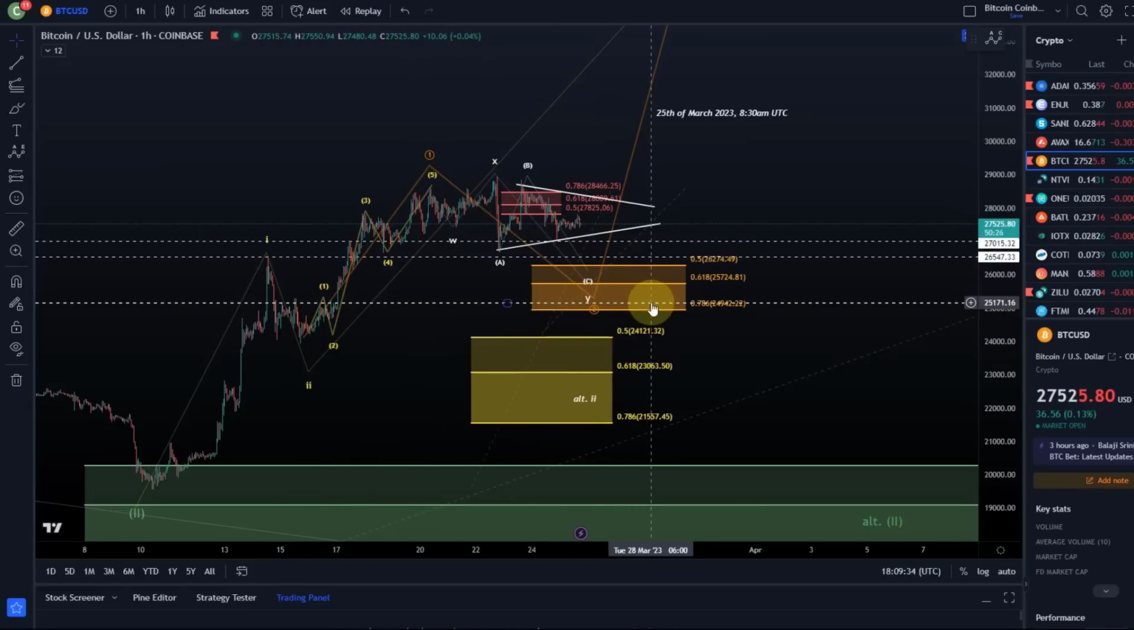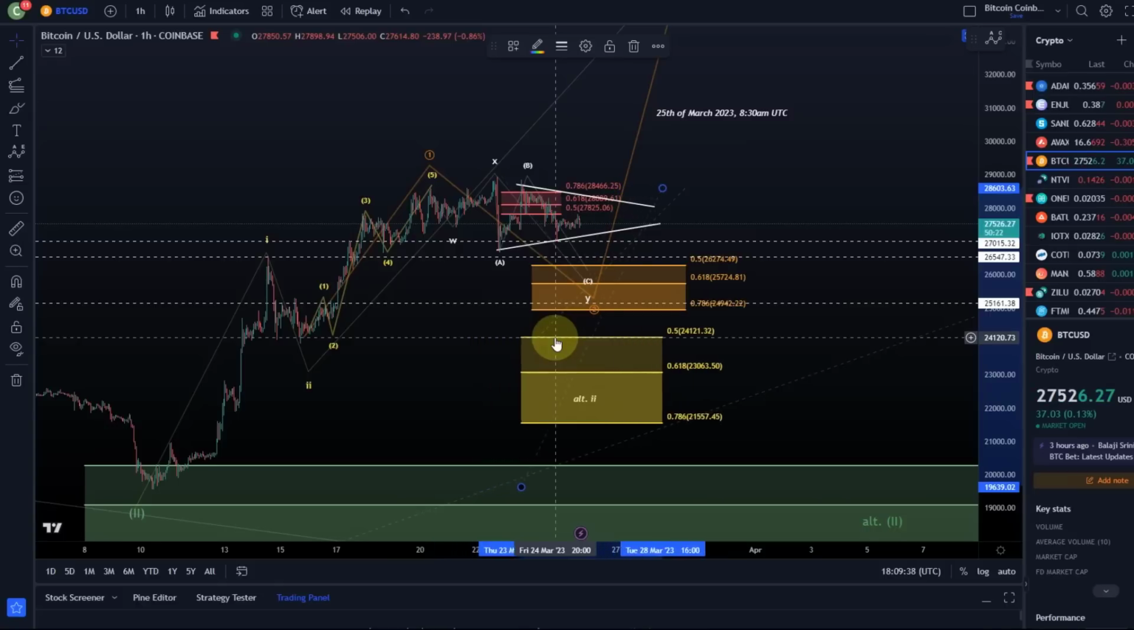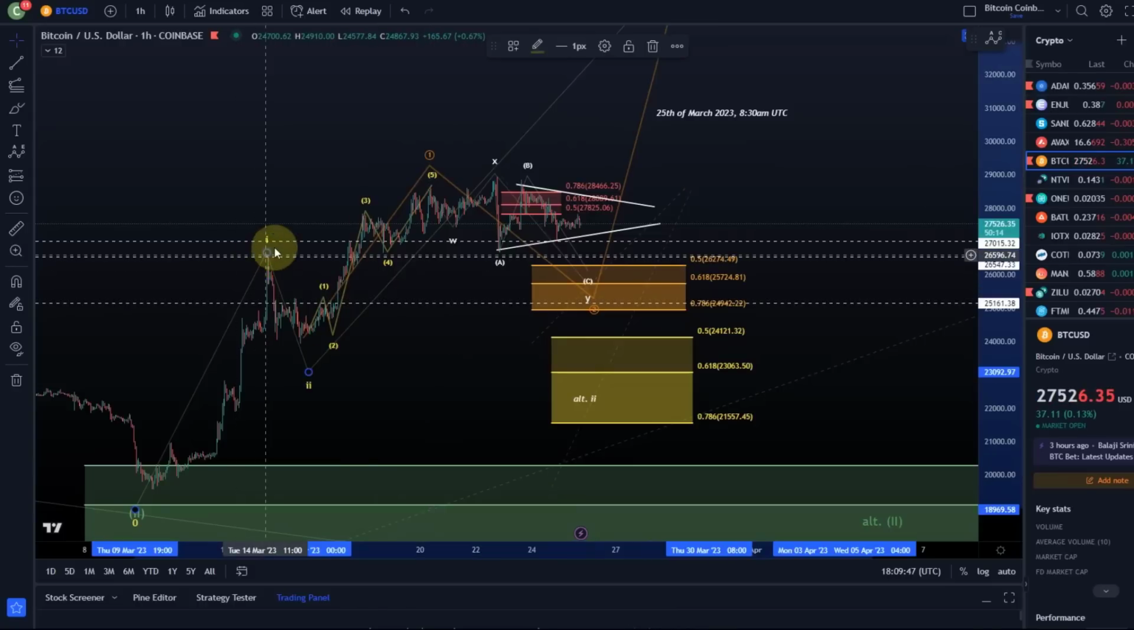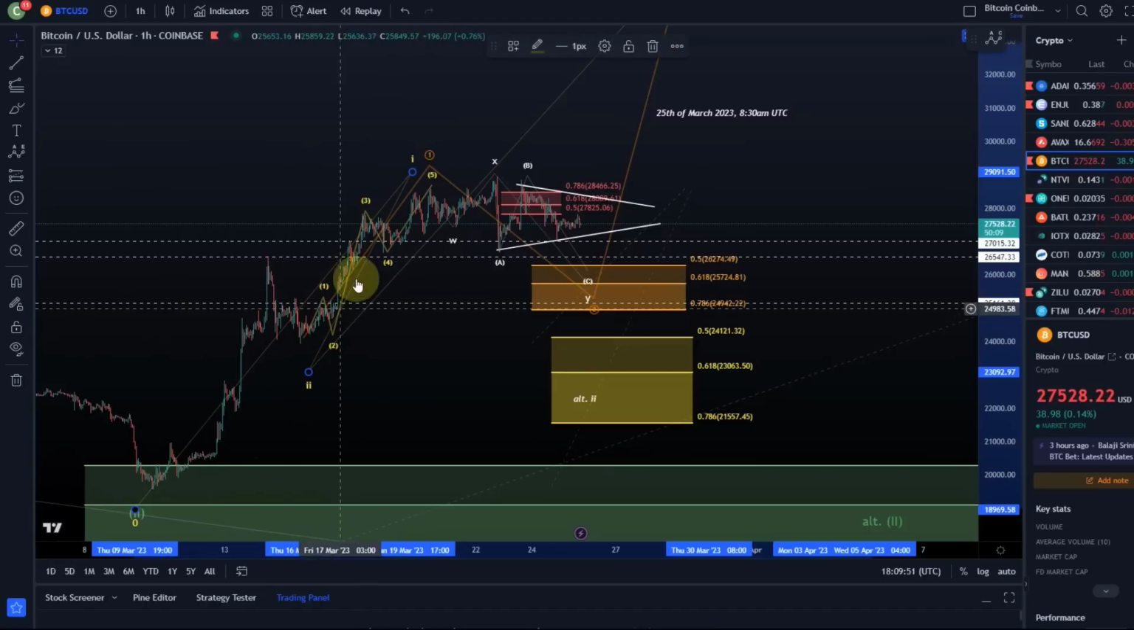If we do not hold the 24,942 level, which is the lower boundary, the 78.6 retrace of this 1-2 setup, then we are probably in a situation where we are in a larger 1-2 setup. So this wave 1 here needs to be set up there. You can count the entire move as a wave 1 as well. That makes the whole situation here a little bit complex.